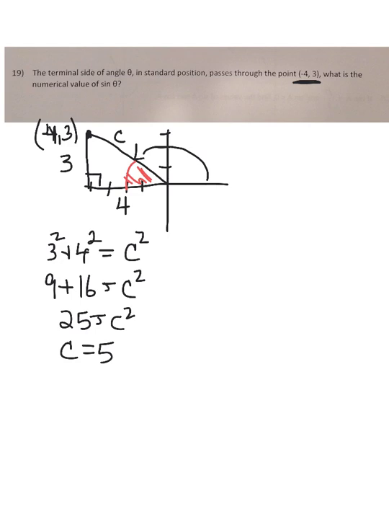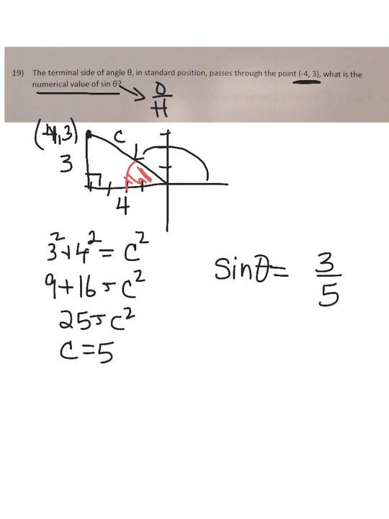They want us to find the numerical value of sine. So I'm going to write sine theta equals, well, I know that sine is the opposite over the hypotenuse. So I'm going to go to that triangle. Here's my reference angle, and from here, I'm going to find the side opposite it. So opposite is 3, and the hypotenuse is C, which I know is 5. So that means this will be 3 over 5.